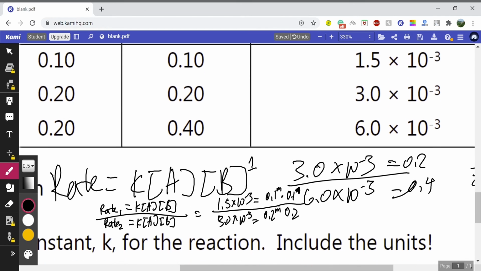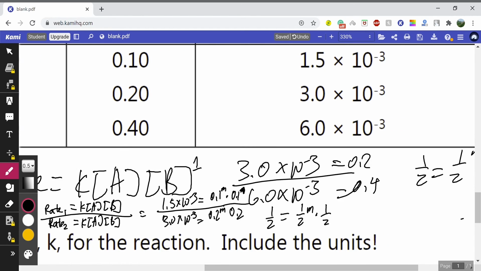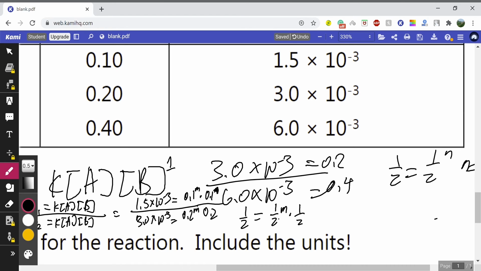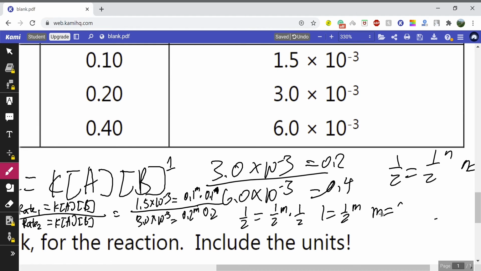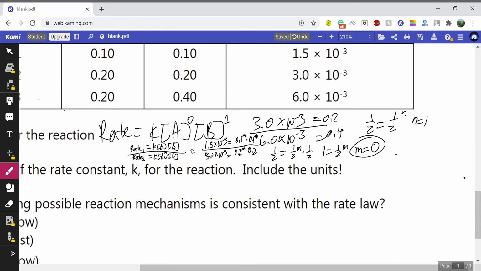Now this is much easier to do. 1.5 divided by 3 is 1/2. 1/2 is equal to 1/2 to the m times 1/2. So we divide both sides by a half to get 1. 1/2 divided by 1/2 is 1. 1 is equal to 1/2 to the mth power. And anything to the 0th power is going to be 1. So m is equal to 0. And this way, we know that the order for a is 0.